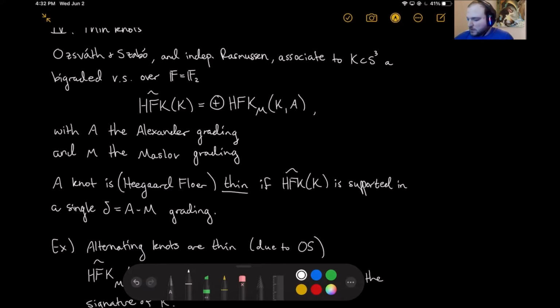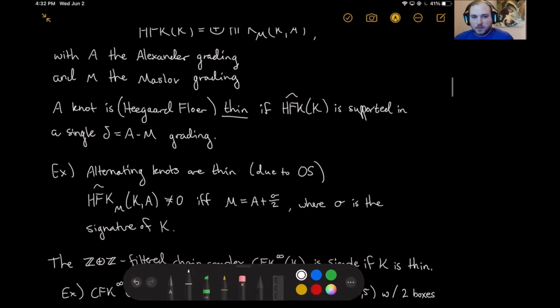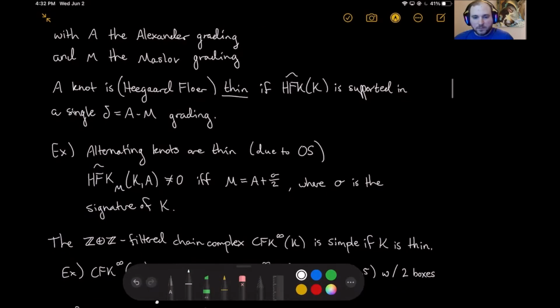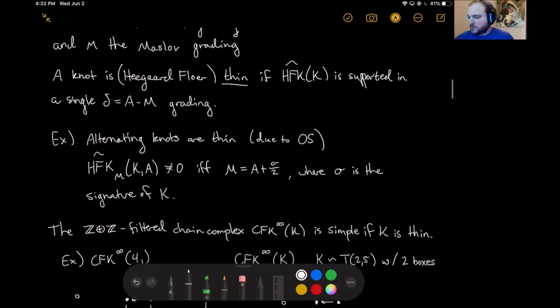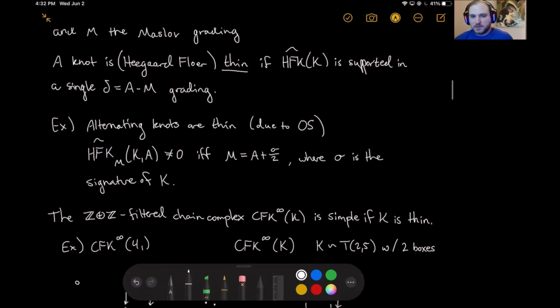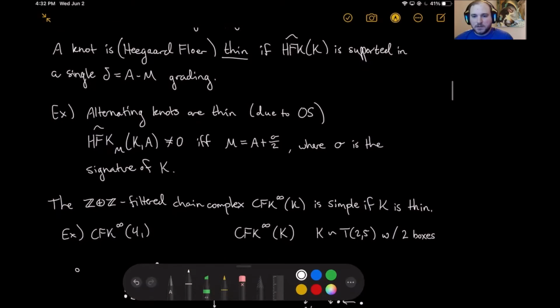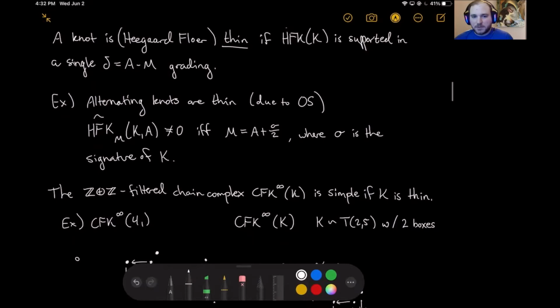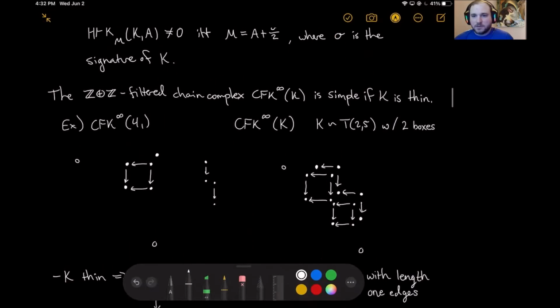Alternating knots are known to be thin due to Ozsvath-Szabo. It ends up the case that wherever the knot Floer homology is non-trivial, the Maslov grading is given by the Alexander grading plus the signature over 2. Okay, so the thing that really enables us to even use immersed curves as a strategy to investigate this problem is that the full knot Floer complex of a thin knot is relatively simple.